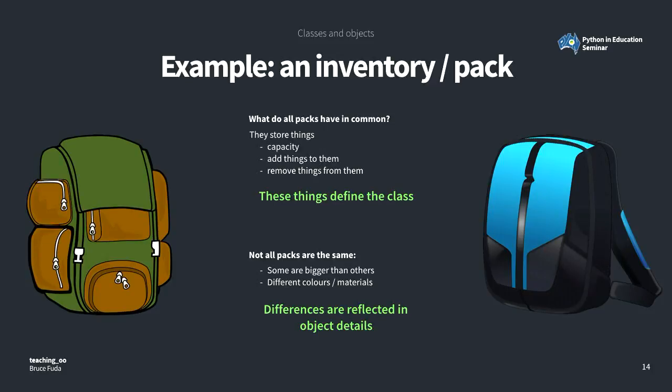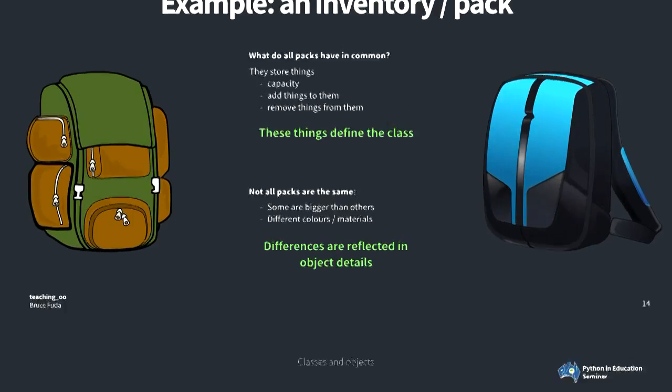Okay, they're both packs, but this one here is blue and black, and that one over there is green and brown. That one's got more pockets. There are noticeable differences between the two, but they belong to the same group, this class of things.